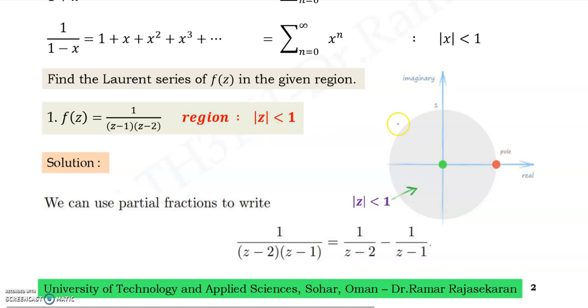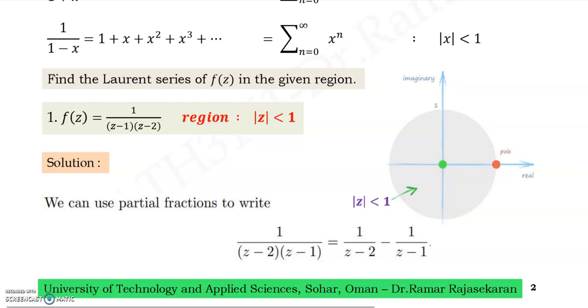You see, what does this mean in the picture? Modulus of z less than 1 means the center is 0 and the radius is 1. Here we have the less than symbol, so the boundary is not considered; we consider the area inside the boundary, that is modulus of z less than 1. Here this is the center, 0 comma 0. Now what is this? This is a pole.